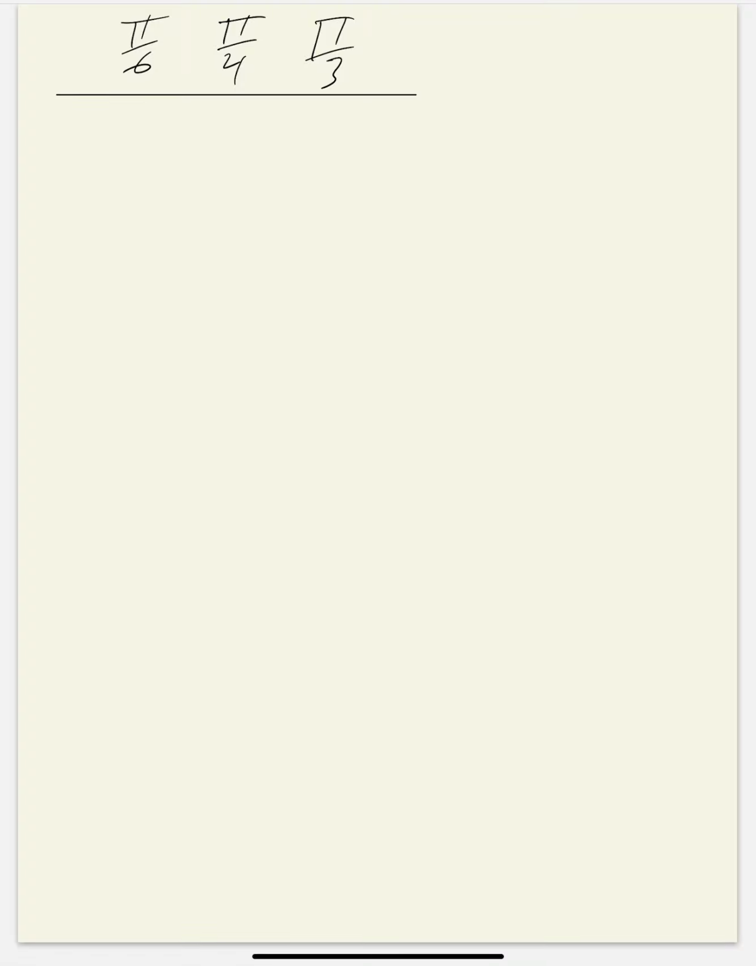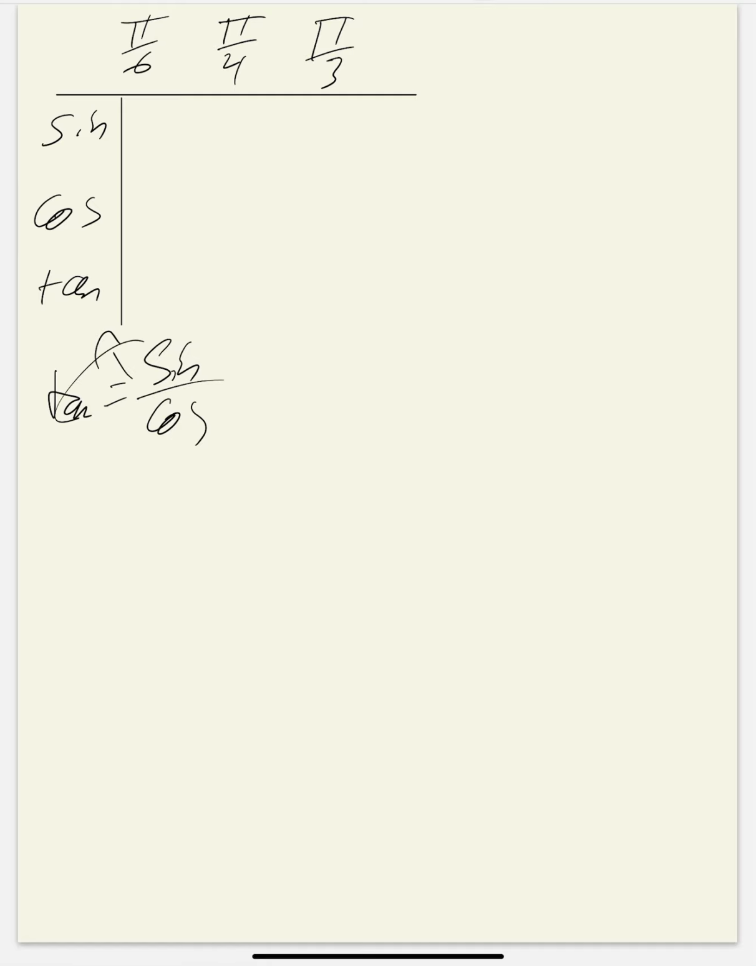Then we want to include the equation for tangent. So we're going to do sine, and then cosine, and then tangent. And if you are unfamiliar, tangent is equal to sine over cosine. So this serves really well. You can always put a line here where sine over cosine equals tangent.